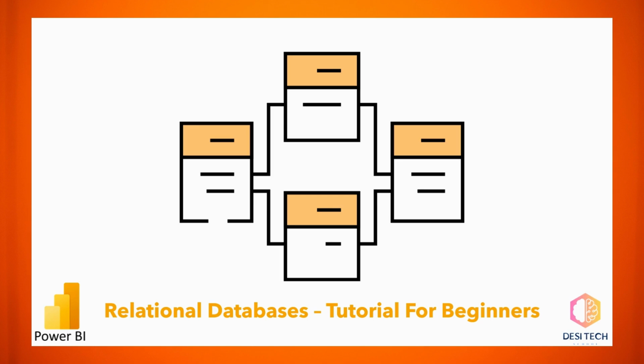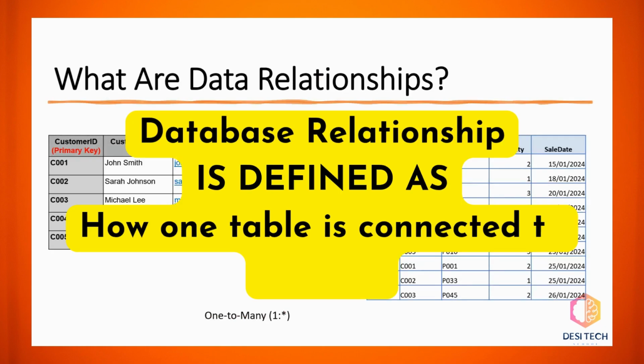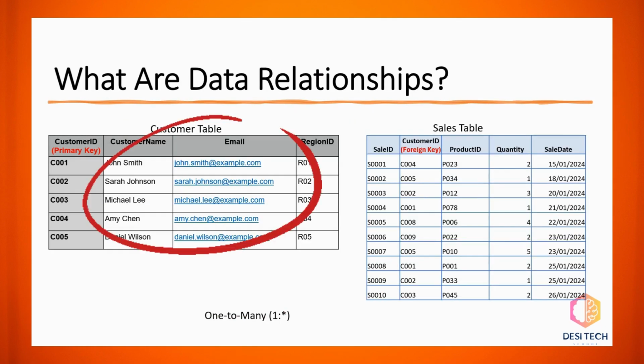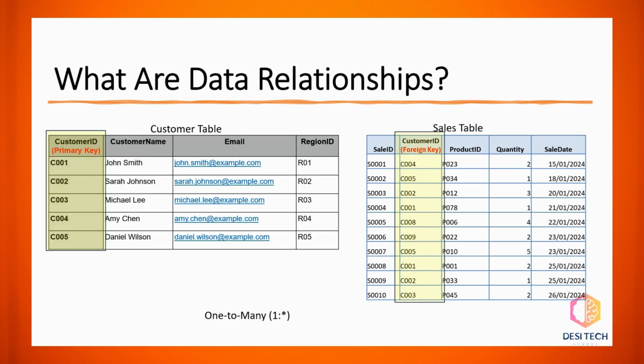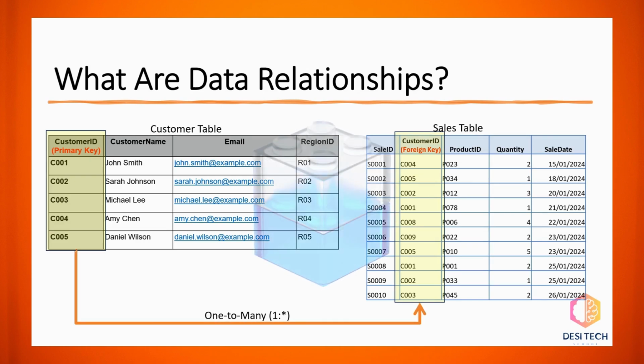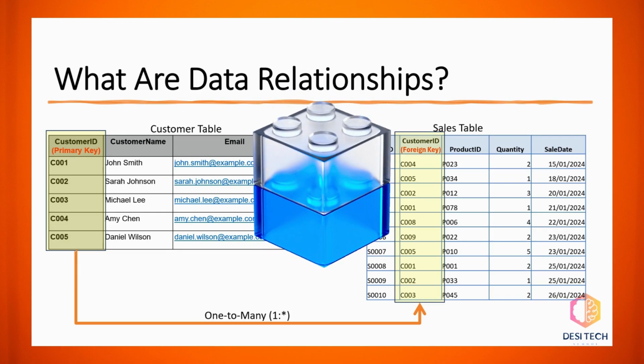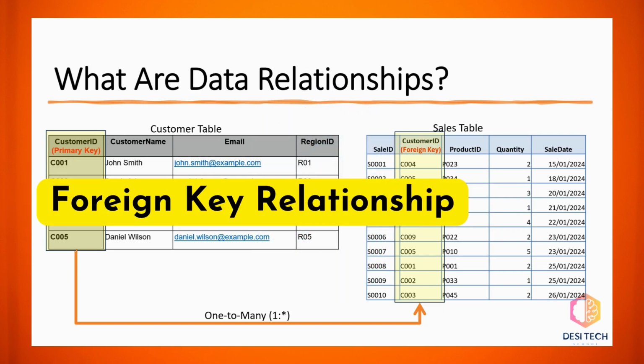In databases and BI tools, a relationship defines how one table is connected to another. Imagine two Excel sheets, one for customers and one for orders. How do we know which customer placed which order? The answer lies in the shared column, like the customer ID. This shared field creates a logical connection. Think of it like Lego pieces. When a column matches across two tables, they click together. This connection is called a foreign key relationship in database theory.